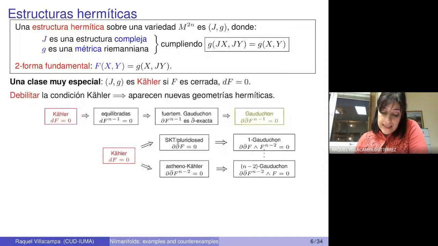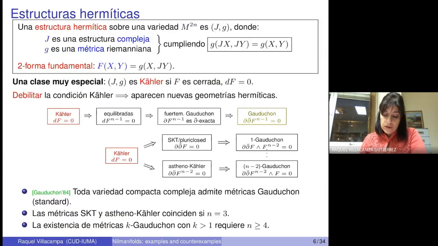Another definition is the Astheno-Kähler metric, for which the power n-2 of the differential form is ∂∂-bar closed, and similar to the first Gauduchon condition, we obtain the n-2 Gauduchon condition. In this way, we obtain also the 2 Gauduchon condition, the 3 Gauduchon condition, and so on, up to the n-2 Gauduchon. But there are no implications from one condition to each other. Well, there are several properties among all of these conditions.